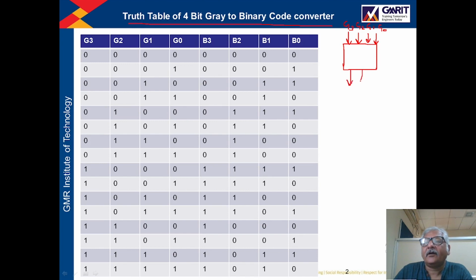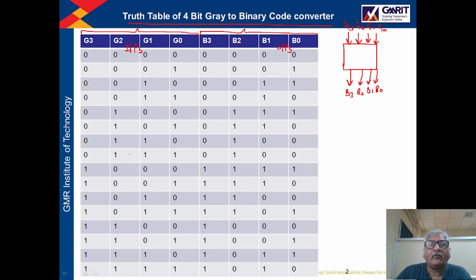and the outputs are binary numbers, 4-bit binary numbers, B3, B2, B1 and B0. So here G3, G2, G1, G0, these are our inputs. And B3, B2, B1 and B0, these are our outputs.